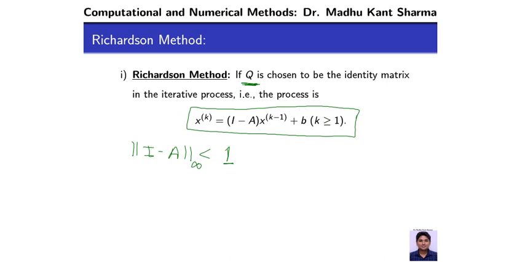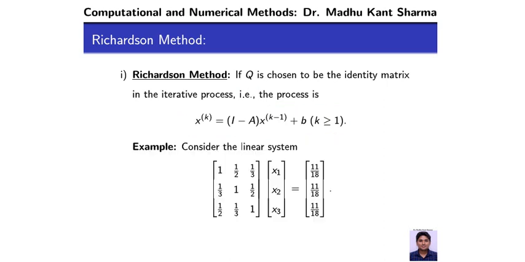So let's consider this example. Consider the linear system, where you have the coefficient matrix A and this is B. I wish to check here the convergence of this Richardson method for the given A. So I need to check the sufficient condition that the norm of I minus A is less than 1 for some subordinate matrix norm.